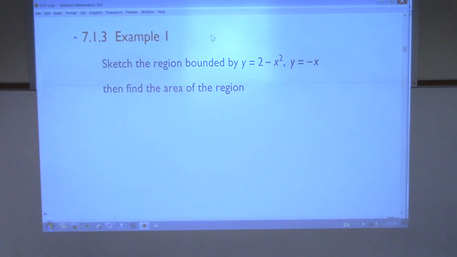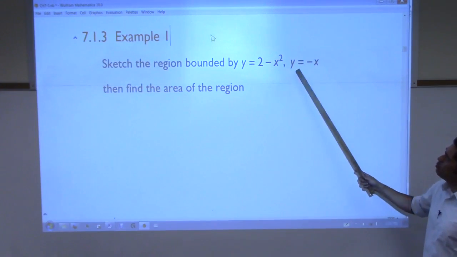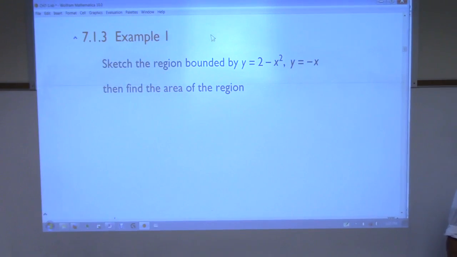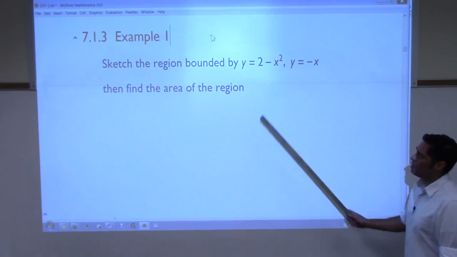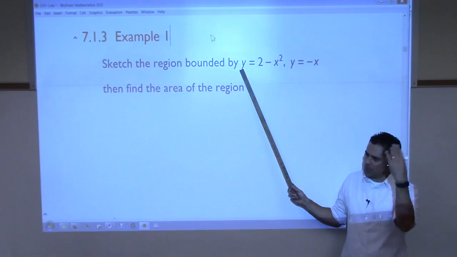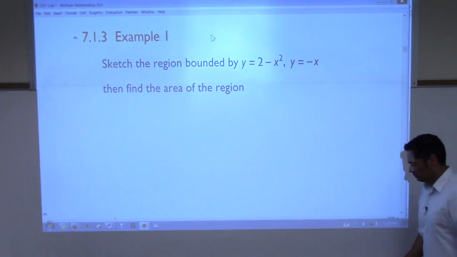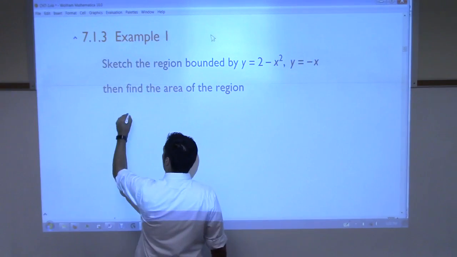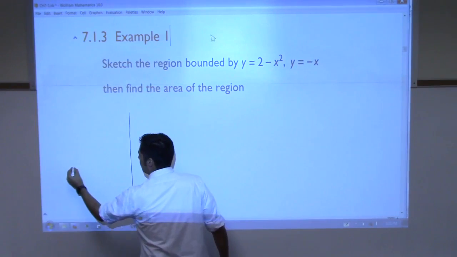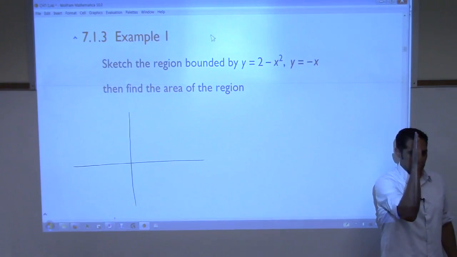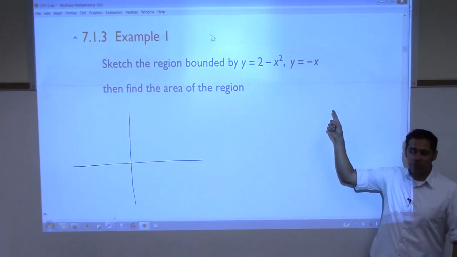So sketch the region bounded by these curves. There's two of them, right? y equals 2 minus x squared, y equals negative x. So just by looking at this, are these functions of x or functions of y? Functions of x. The way you can tell is because it's solved for y, right? And that's what we've been doing our whole life. Solve it for y, that's your y is f of x. So it's just a matter of determining now which one is on top and which one is on bottom. I'm already thinking I'm going to be using vertical rectangles because I have functions of x.